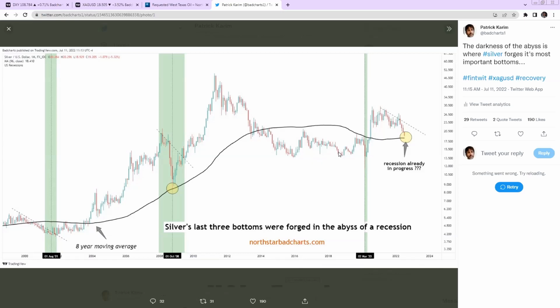Where's that 8-year moving average coming in? Yes, now 1840, Dale. Nice observation. So look here, it did a perfect bounce in the GFC here. So what could happen is we could have a wick below this and close above that critical 8-year moving average.